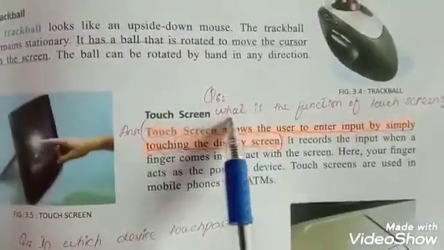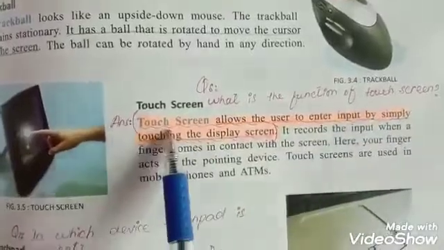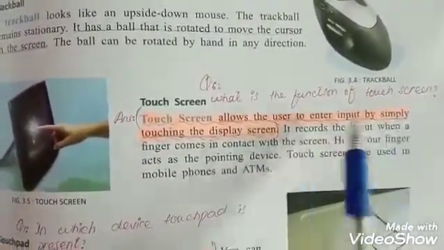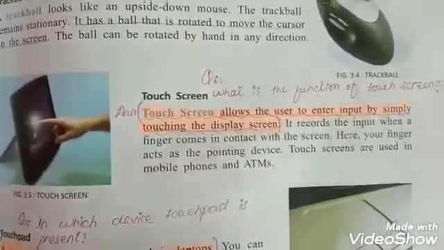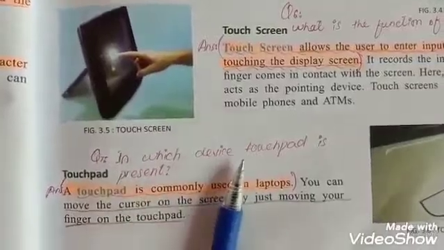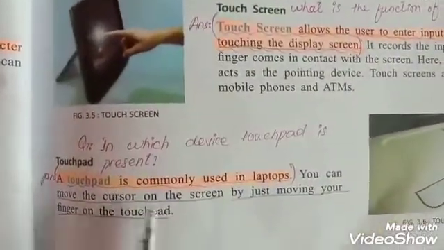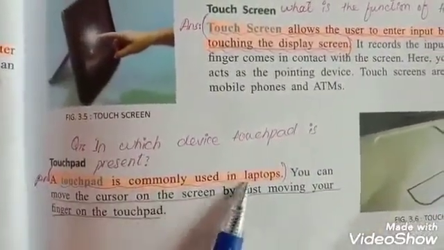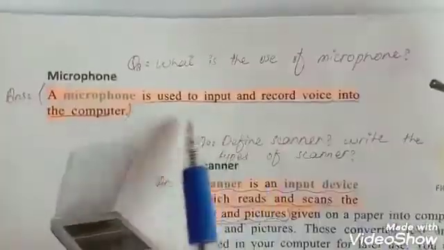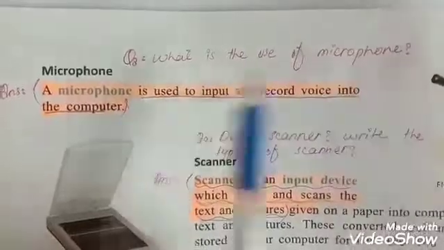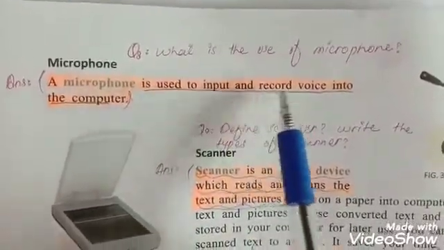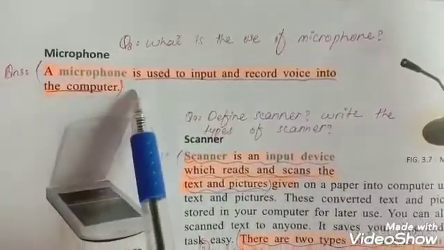Question number 6. What is the function of touch screen? Touch screen allows the user to enter input by simply touching the display screen. Question number 7. In which device is touchpad present? A touchpad is commonly used in laptops. Question number 8. What is the use of microphone? Answer: a microphone is used to input and record voice into the computer.